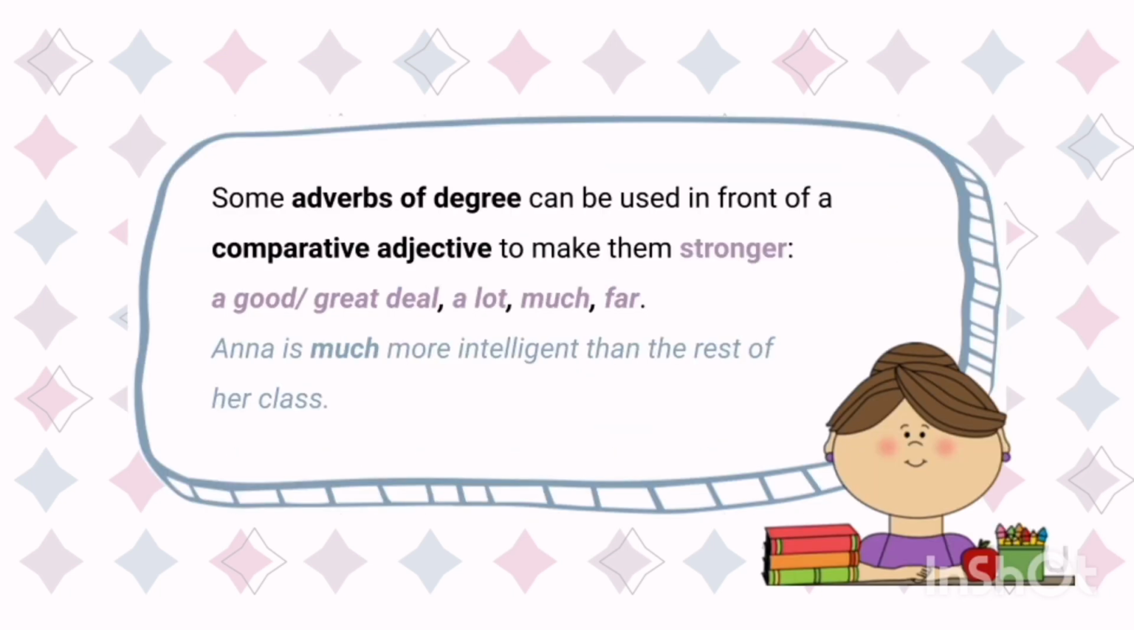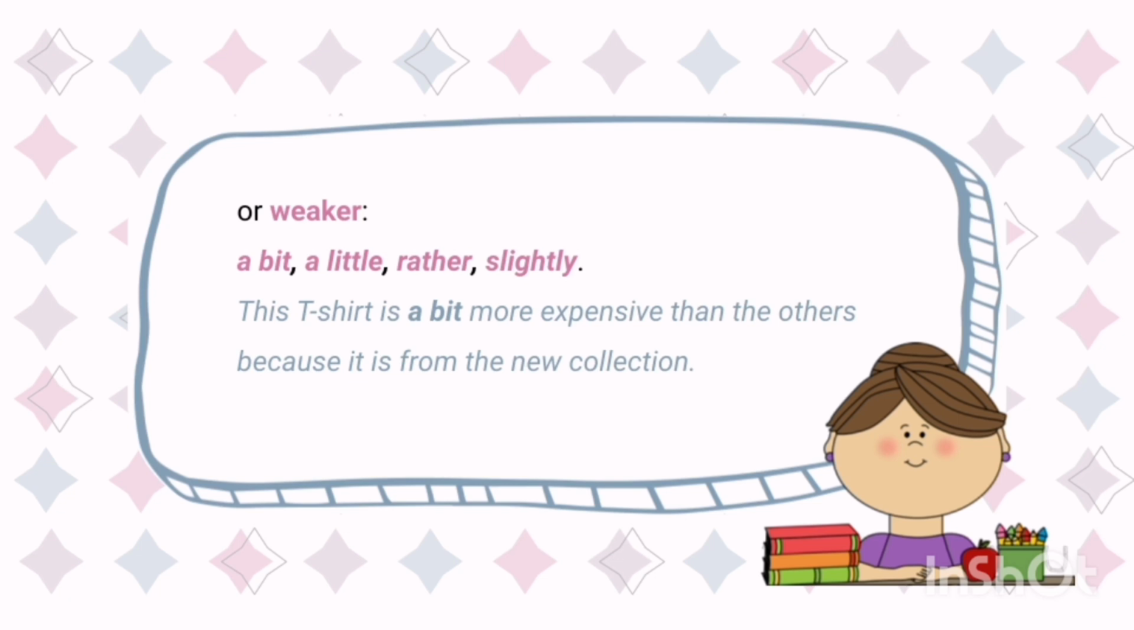If we use an adverb of degree before a comparative, it makes it stronger. A good deal, a great deal, a lot, much, far. For example, Anna is much more intelligent than the rest of her class. Or you can make it weaker: a bit, a little, rather, slightly. For example, this t-shirt is a bit more expensive than the others because it is from the new collection.